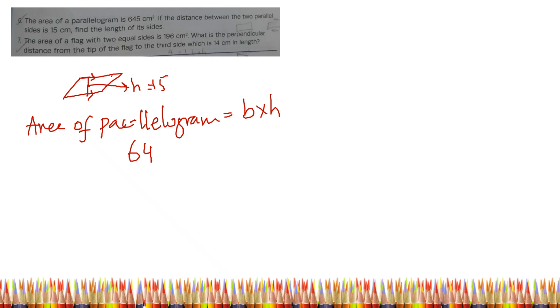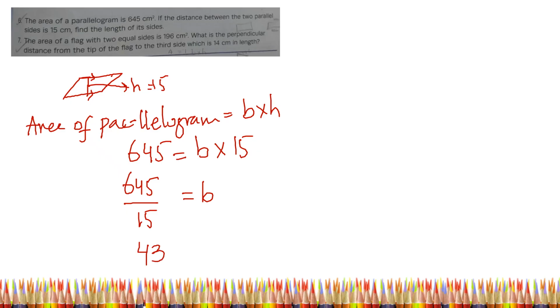Right, so the area of parallelogram is equal to b multiplied by h. Now the area is given as 645, you have to find the base, and the height is 15. Now 645 divided by 15 will be the base, because 15 taken to the left side will change into division. When you divide these two numbers, it will give you 43 centimeter is equal to base.